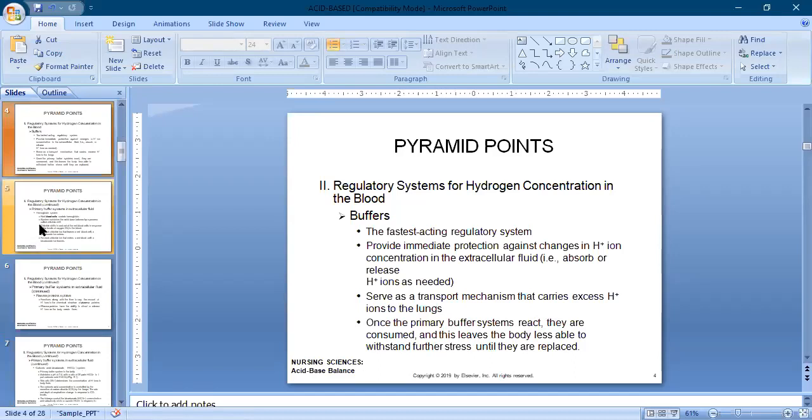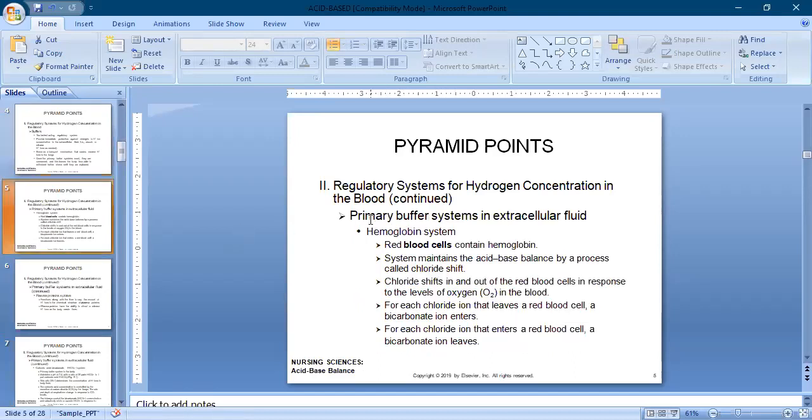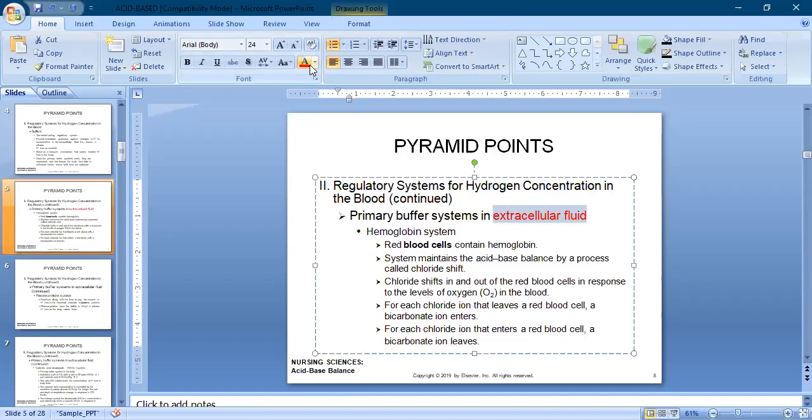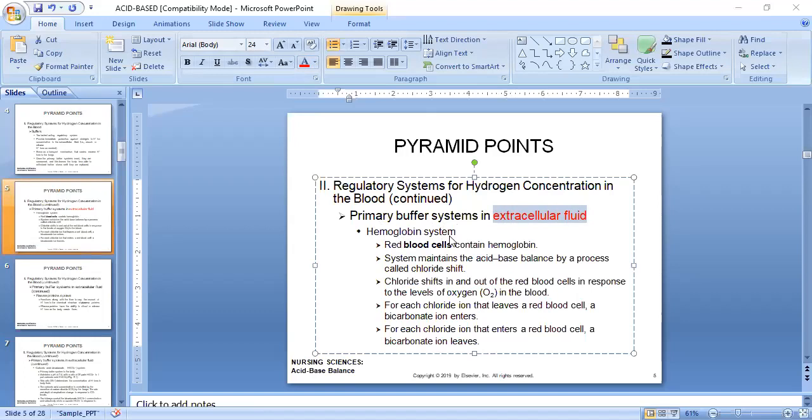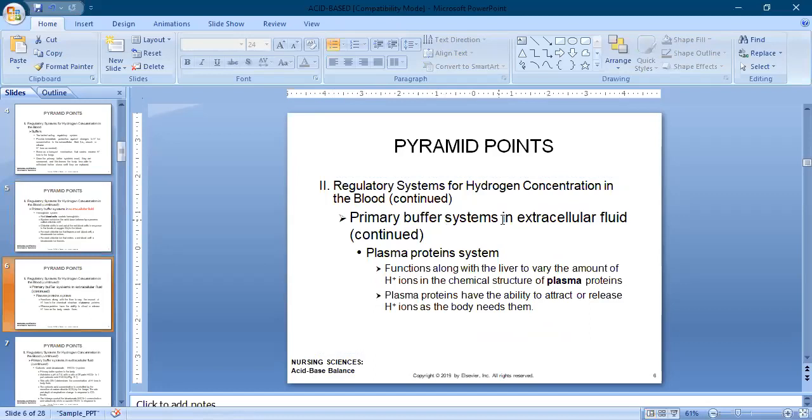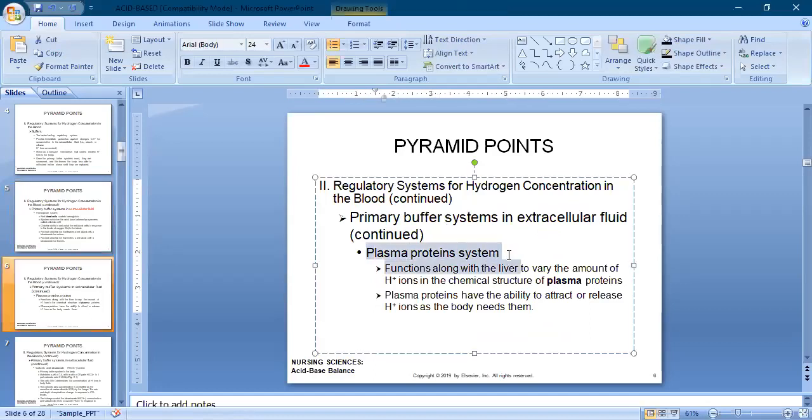So what next here? There are some examples of buffer. The primary buffer system in extracellular fluid. Extracellular fluid means the fluid outside the cell, right? So in extracellular fluid, hemoglobin works as a buffer. Hemoglobin works as a buffer system. It maintains the acid-base balance through a process called chloride shift. Another primary buffer system in extracellular fluid is called the plasma protein buffer. So plasma protein also acts as a buffer.